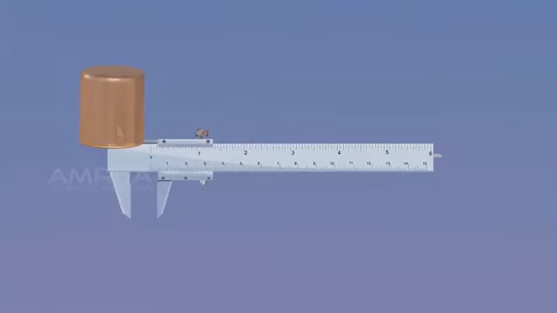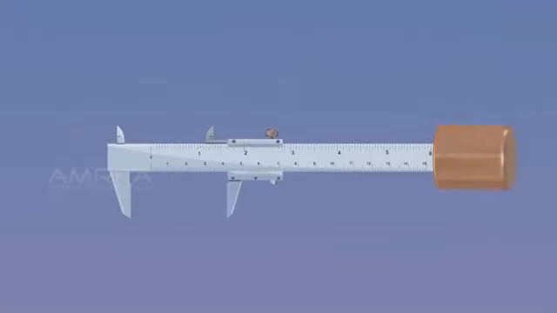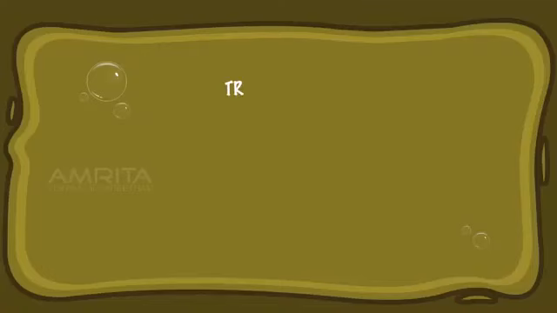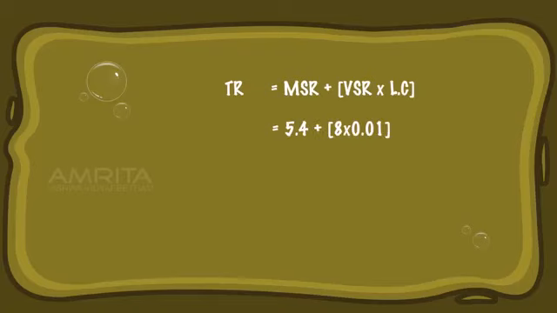Release the beaker from the jaws of the vernier calipers and place it at the end to extend the depth measuring prong through the beaker till it touches its bottom, and note the MSR and VSR readings. Calculation: TR is equal to MSR plus VSR into least count, which is equal to 5.4 plus 8 into 0.01. That equals 5.48 centimeters. That is D is equal to 5.48 centimeters.